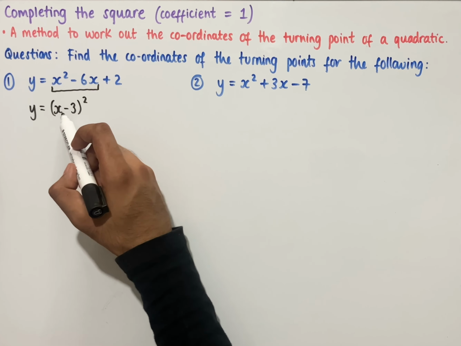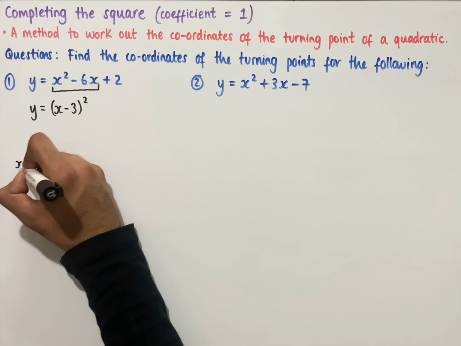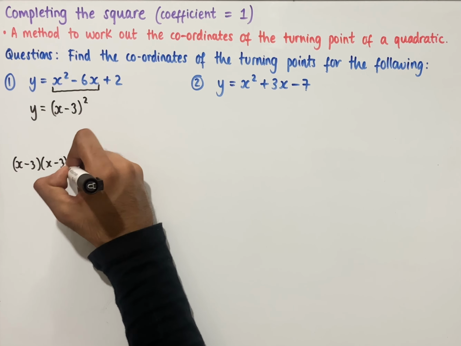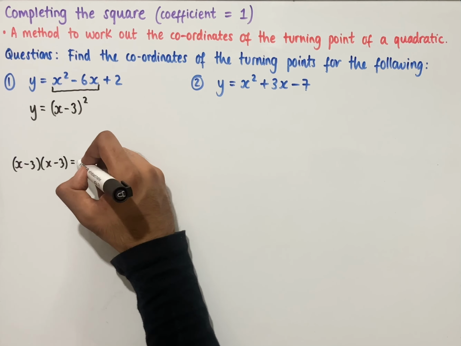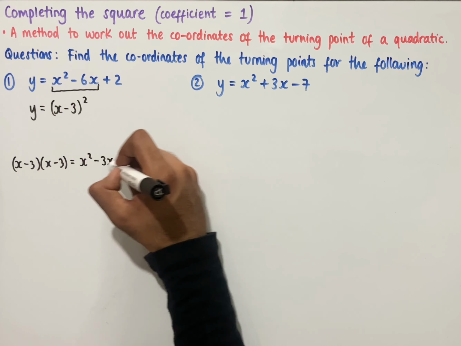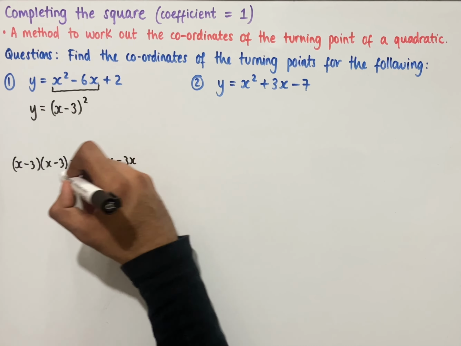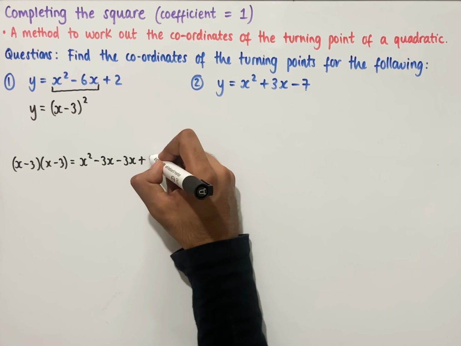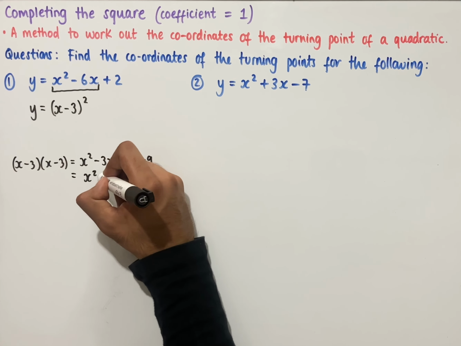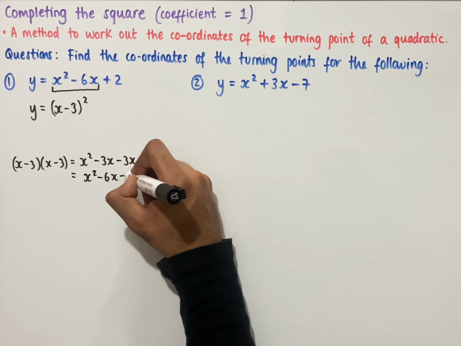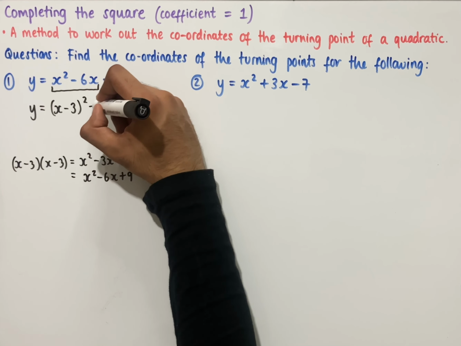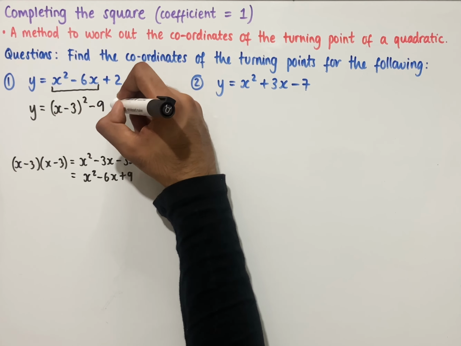And now if we were to expand this bracket out, so we have x minus 3 times x minus 3, then we see that we end up with the following: x times x, which is x squared, x times minus 3, which is minus 3x, minus 3 times x, which is minus 3x, and then minus 3 times minus 3, which is plus 9. And so collecting like terms, we end up with x squared minus 6x plus 9. And because the plus 9 is extra to what we have here, we need to subtract that. So we take away 9 and then add the 2 on the end.